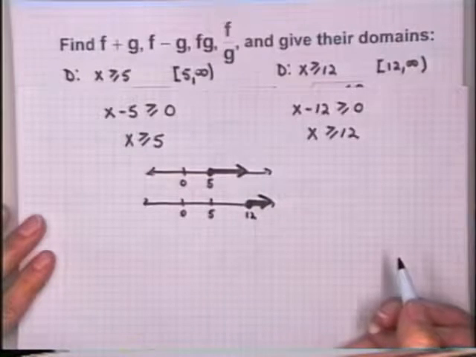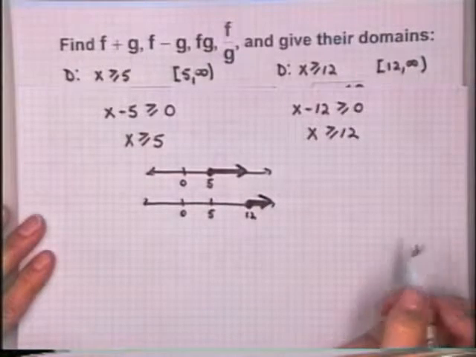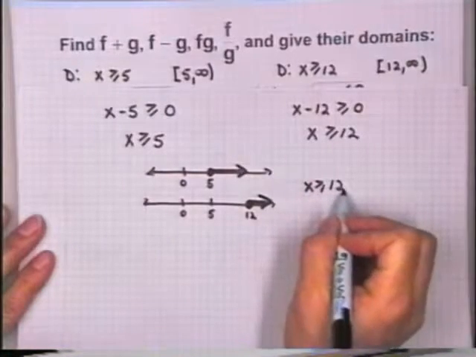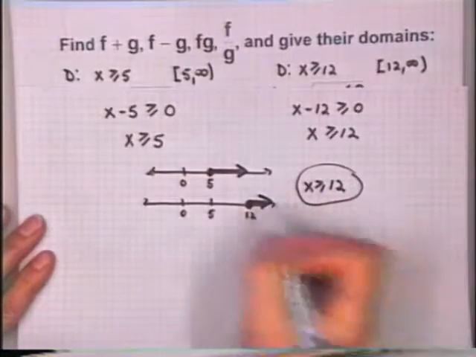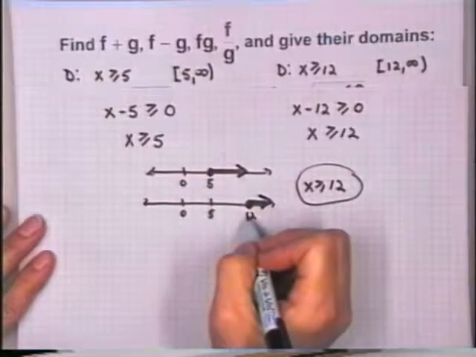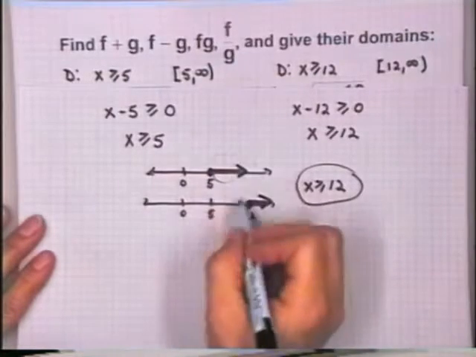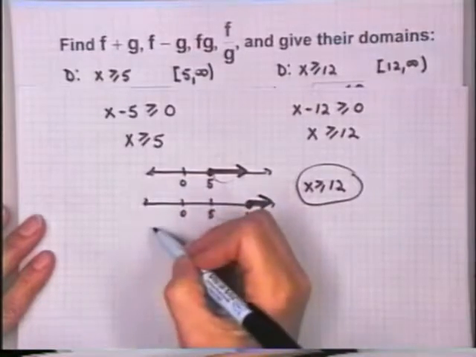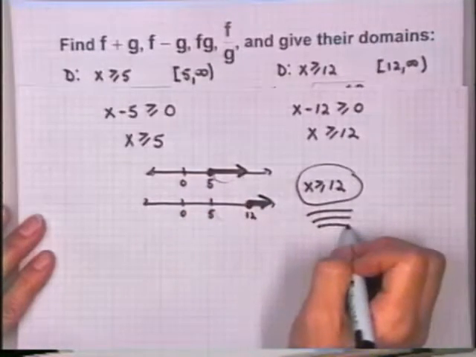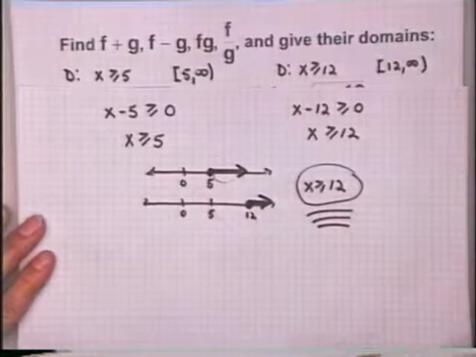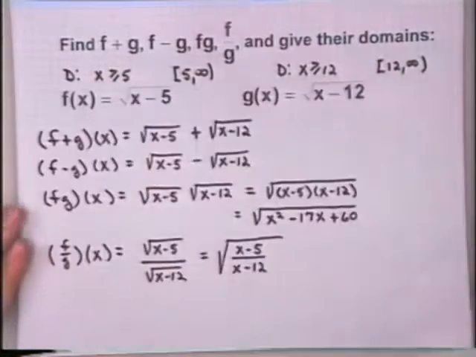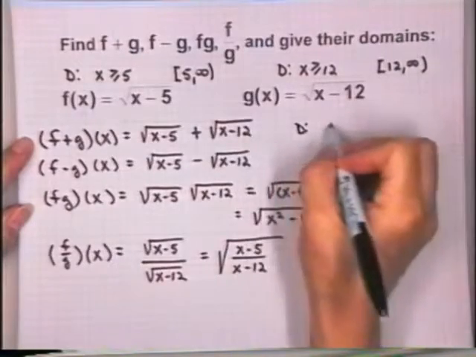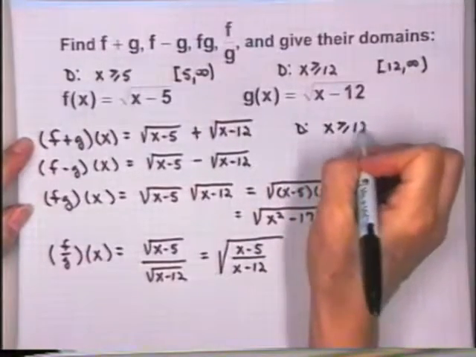Now, what numbers do these have in common? Do you see that it would be only the numbers greater than or equal to 12? Only these numbers. These numbers between 5 and 12 are in the first set, but they're not in the second set. And of course, these numbers down here are not in either set. So the numbers that are common are those values of x greater than or equal to 12. So for f plus g, our domain is going to be x is greater than or equal to 12.